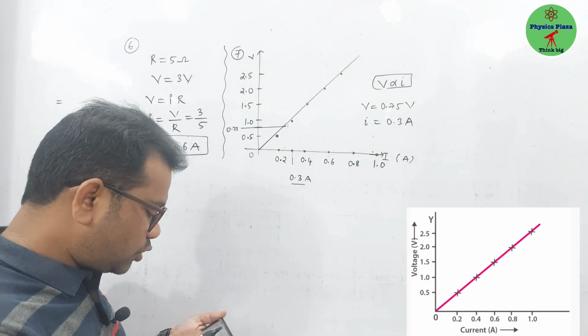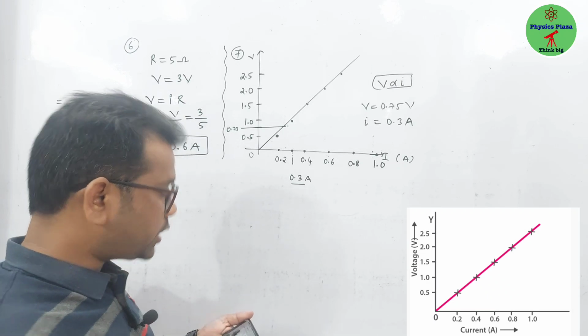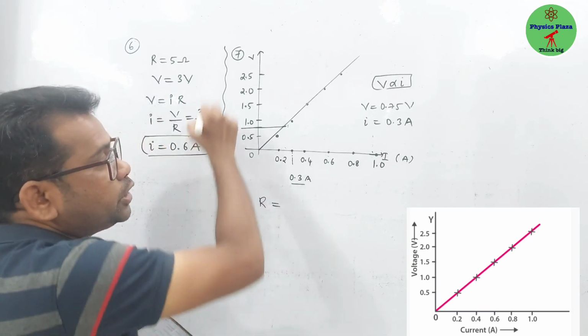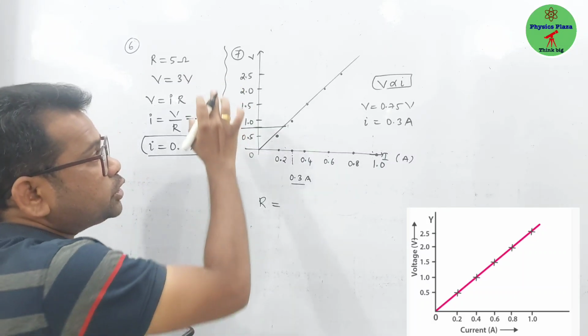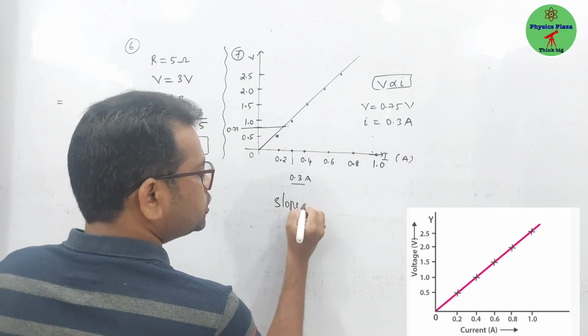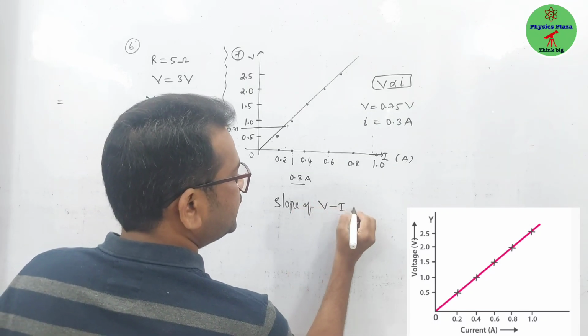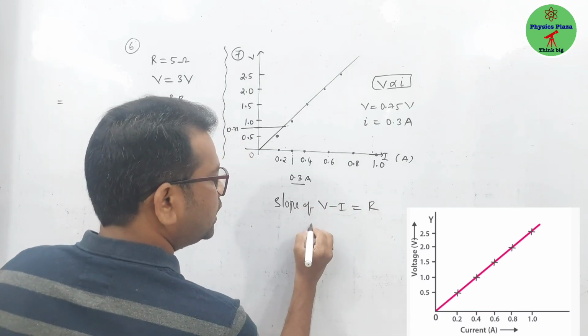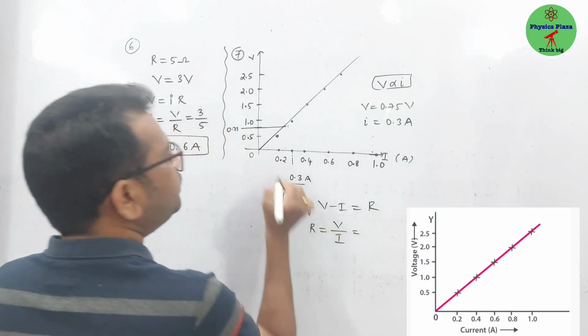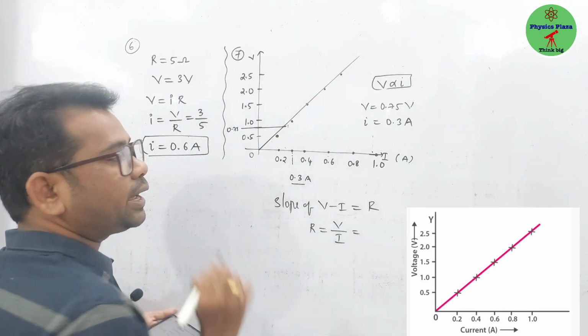And they are also asking us to find the resistance of the circuit. Children, resistance is nothing but what actually? It is the slope of the VI graph, which is very important. Look at here. We already studied that the slope of the VI graph gives resistance, that is, resistance is equal to V by I. So you can take any V value and the corresponding I value.